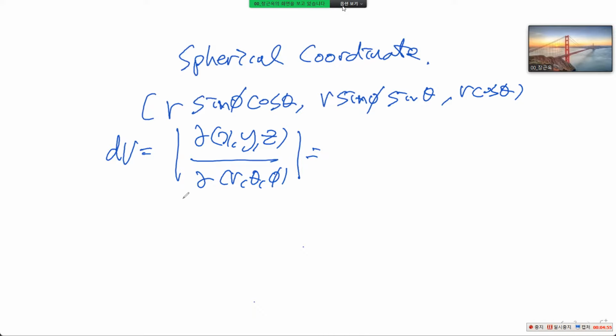so once we calculate the Jacobian matrix, we have r squared sine theta dr d theta d phi.